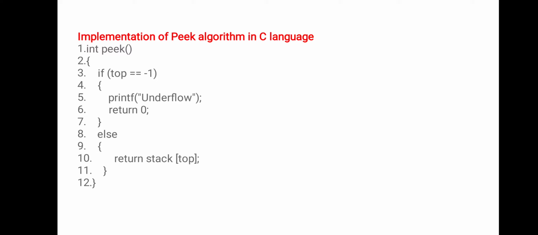Suppose top is not equal to -1, I mean the stack contains some elements. Then you have to return or print the top element, else return stack of top. So it prints the topmost element of the stack.